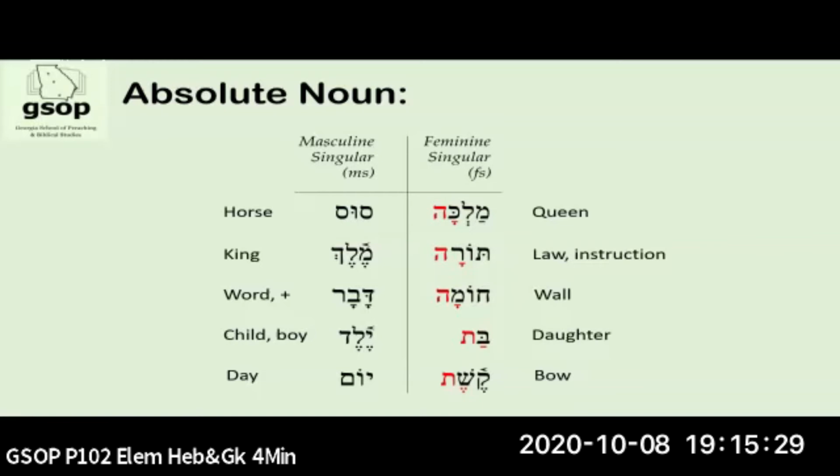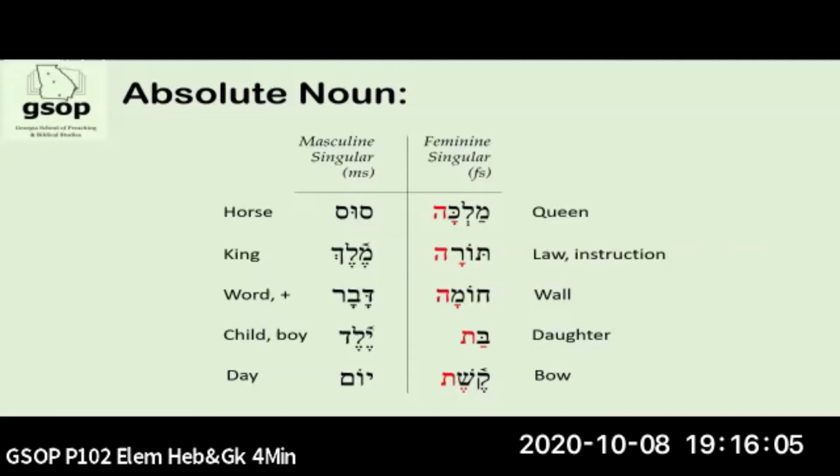So we looked at some words, and these words we've already done before. All of these we've done. We've done sus for horse. We've done melech for king. We've done davar for word, matter, or thing. We've done eled for child or boy. We've done yom for day. We've done malkah for queen, and we've done Torah for law, instruction. We've done chokmah for wall, and bat for daughter, and keshet for bow. These are absolute nouns.